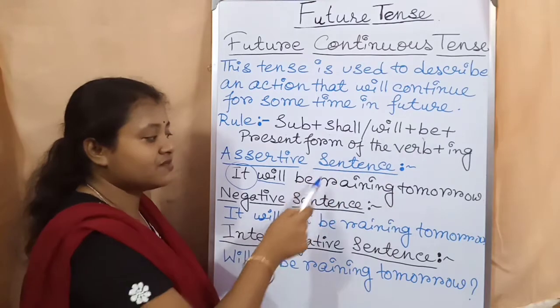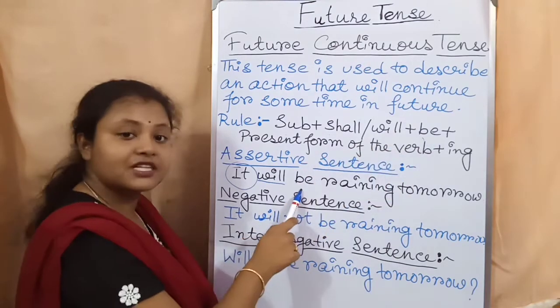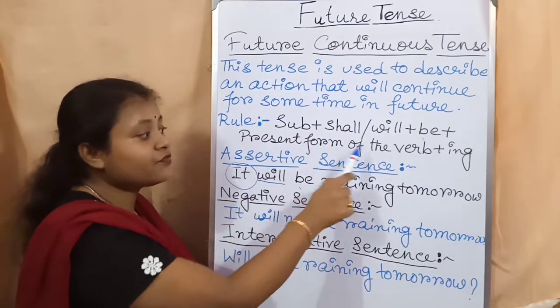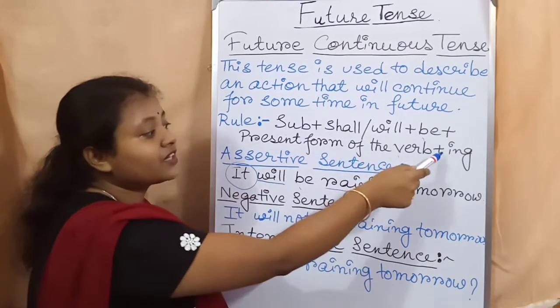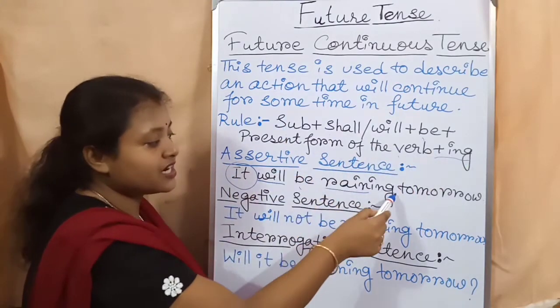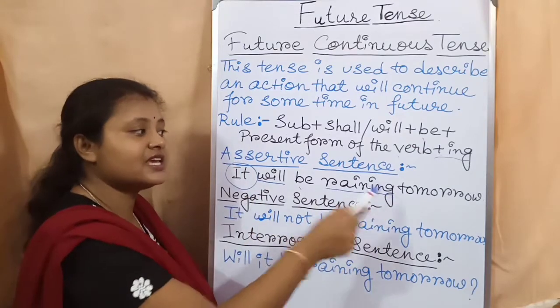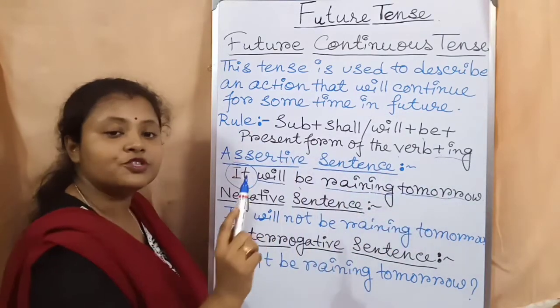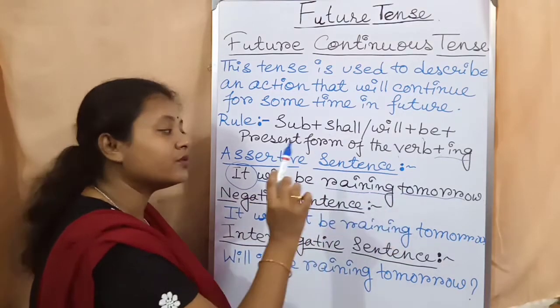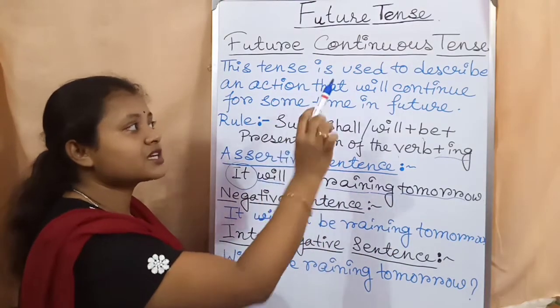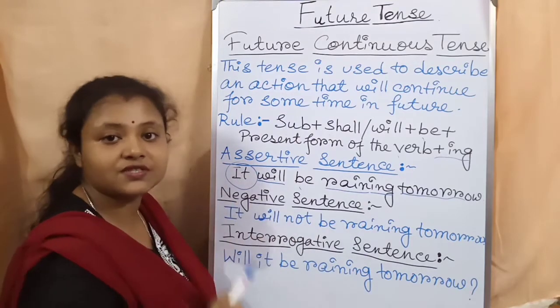Here, see, it is written be. So, after will, I have written be. After that, the present form of the verb. The present form of the verb is rain. After that, ing. So, here I have written ing. Raining. Then, after that, the object. Okay. So, it will be raining tomorrow. This is an example of future continuous tense in an assertive sentence.